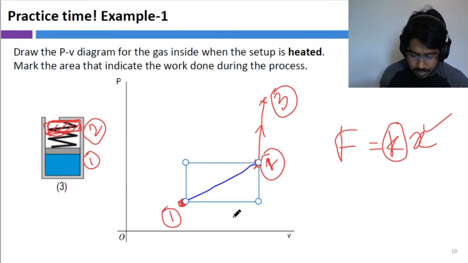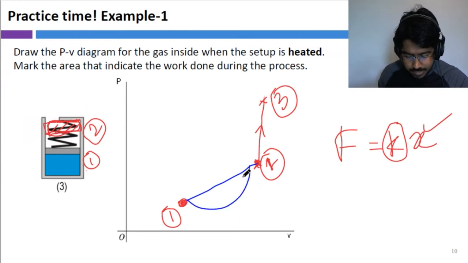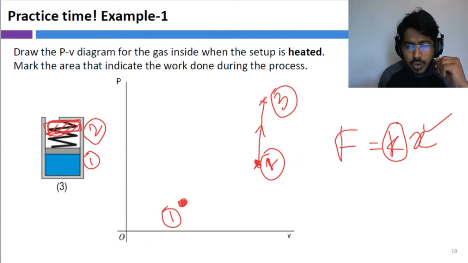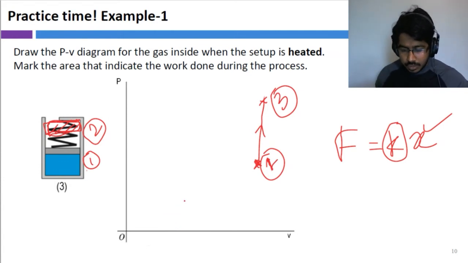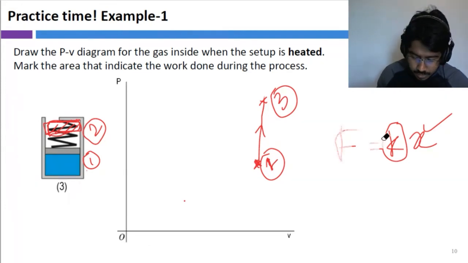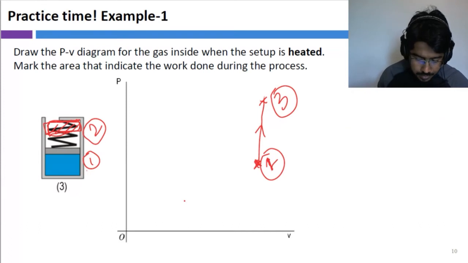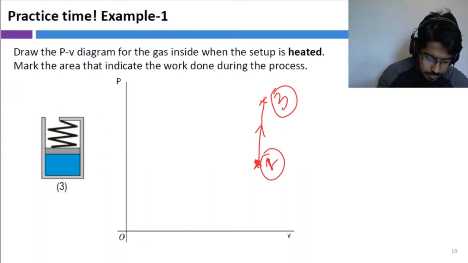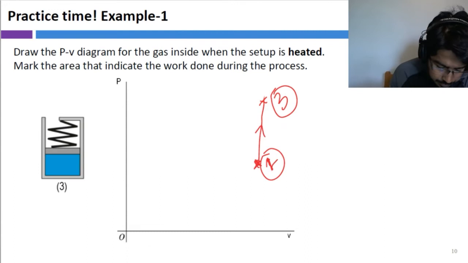Now, from 1 to 2, there are many paths that we can take. A straight line, a curved line, and like this. And we need to know what's really happening, right? So how do we know the relationship between P and V? To start with, we can use a simple force balance equation here and try to solve this one, right?